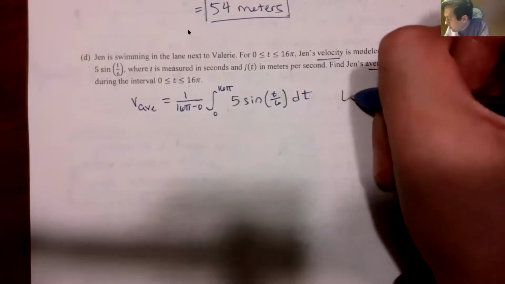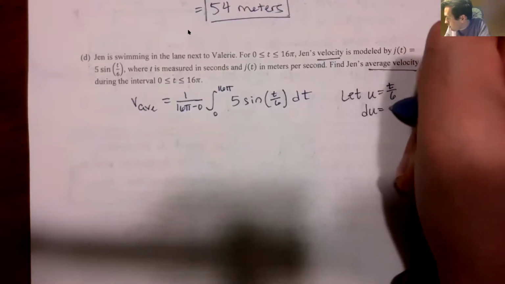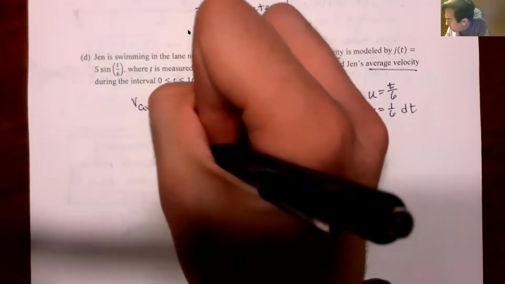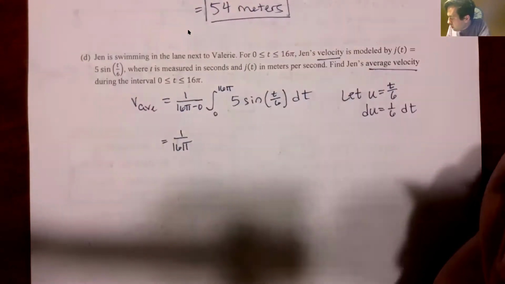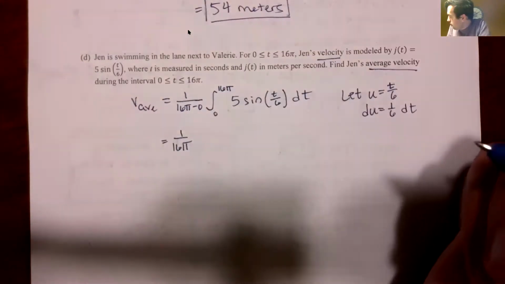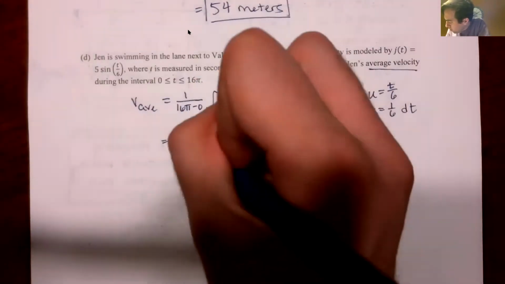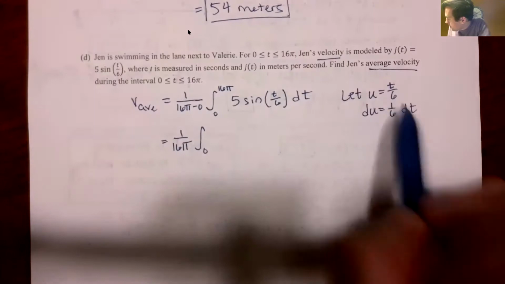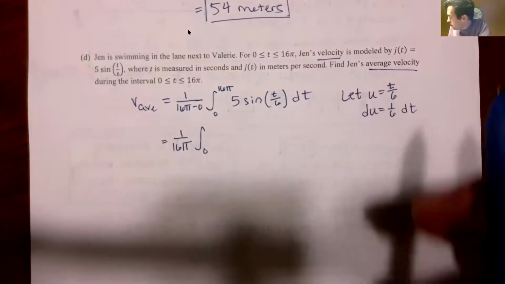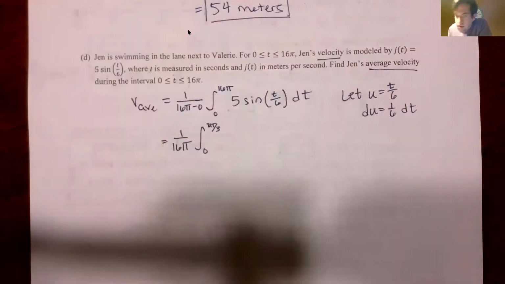So we're going to let u equal t over 6. So du is 1/6 dt. And then we come back over here. We got 1 over 16π in front. And I'm going to change this into u now. So I'm going to change the bounds. So if I plug 0 in here, I get 0. If I plug 16π in here, I'm going to get 16π over 6, which reduces to 8π over 3. That's an 8π over 3.